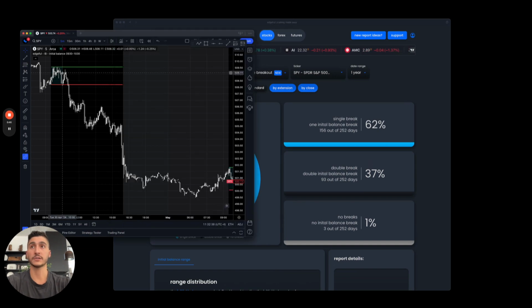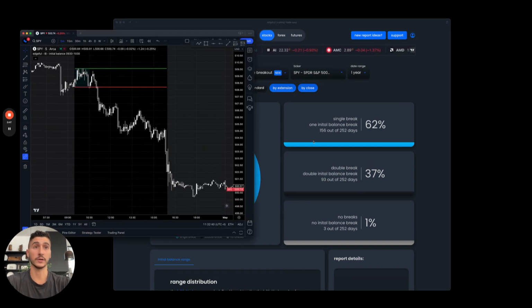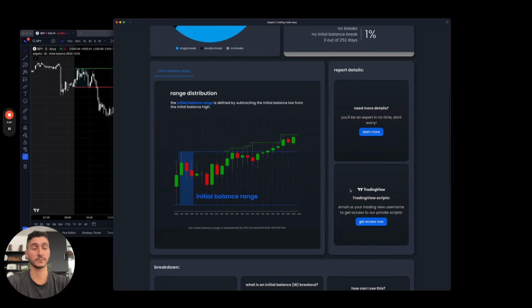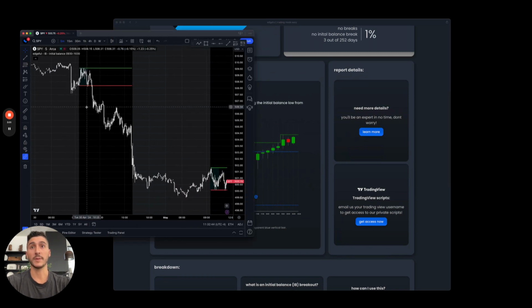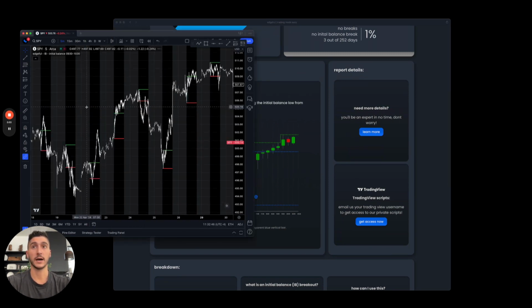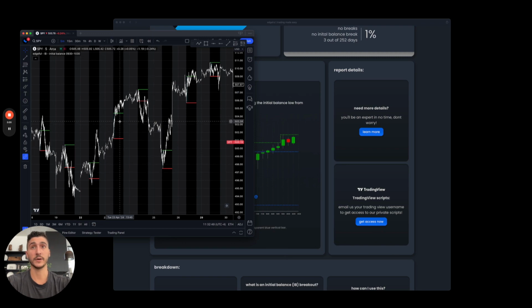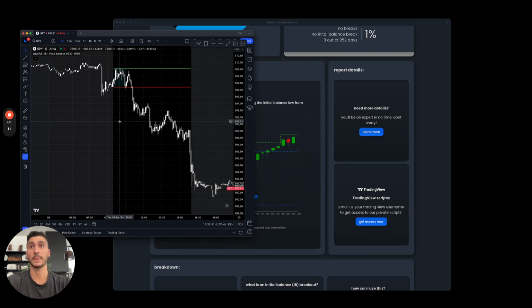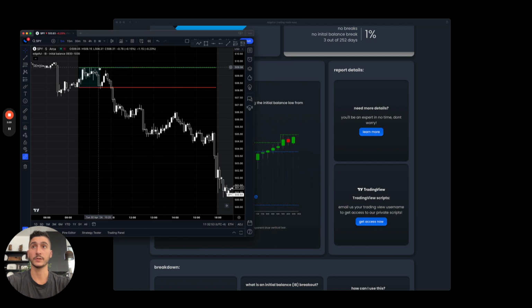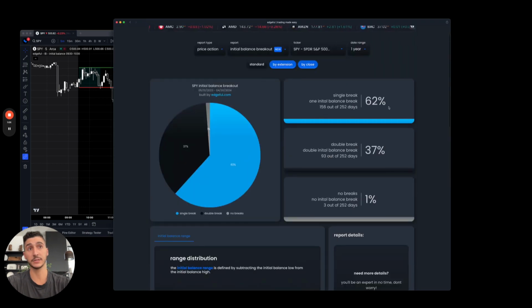So in this case, you can see these are our TradingView indicators, which you can actually request by just clicking this button right here. So this automatically plots for every day the high and the low of the initial balance. So it just plots out the initial balance. So here you can see that price will generally break one side after it's formed. So that happens 62% of the time. Price will only break both sides 37% of the time.